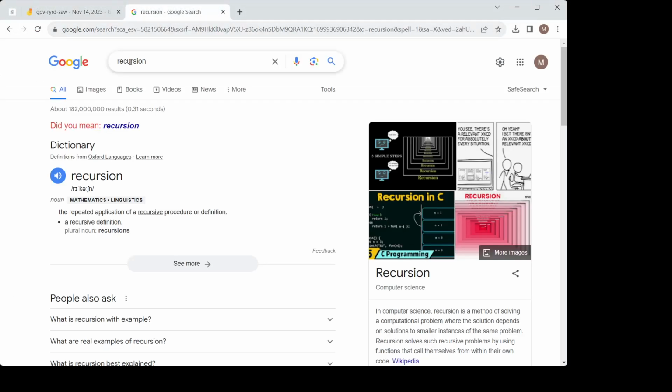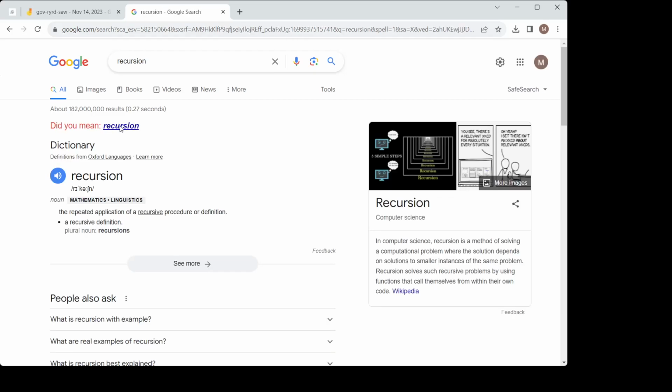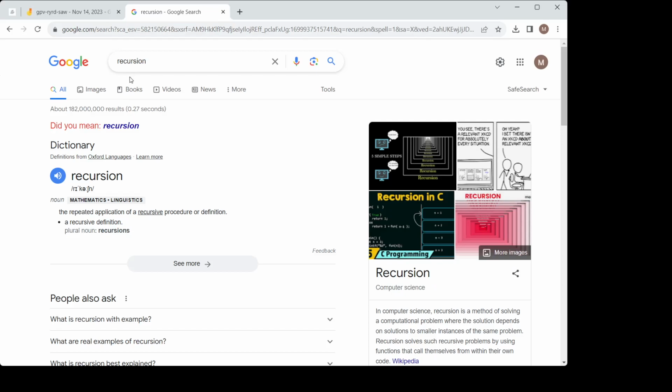So if we type recursion in Google, it shows me an error. It says, "Did you mean recursion?" But if you look carefully, I have spelled recursion correctly. So if I click on this recursion link, it takes me to the same page. If I click as many times as I want, it redirects me to the same page. So this is what recursion literally means.